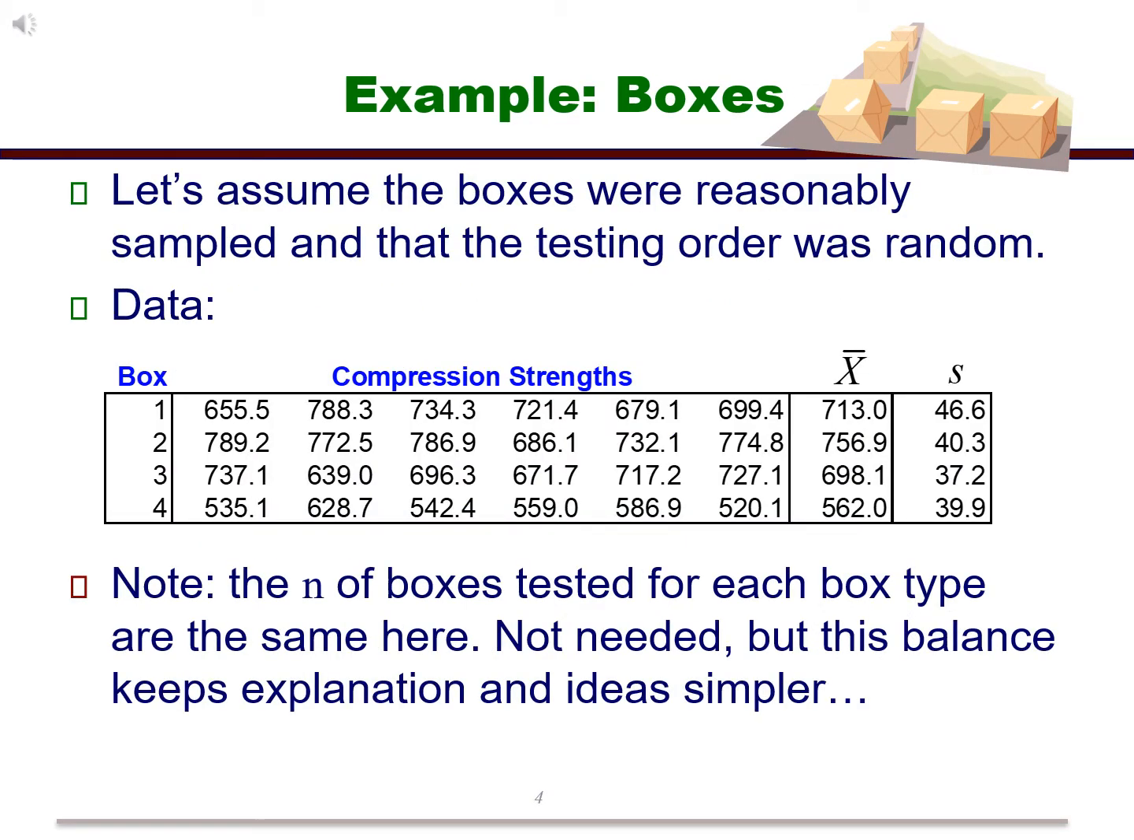Let's assume that the boxes were reasonably sampled from the process and that the testing order was random. Here's the data from testing the compression strength of 6 boxes of each of the 4 different types of boxes. In this case, the same number of each type is tested, although this is not technically necessary. It keeps the explanation and ideas simpler for now. You'll notice also that we have calculated the sample mean and sample standard deviation for each type of box. We are interested in whether the underlying population means are different. In other words, whether some types of boxes have an inherently higher compression strength.